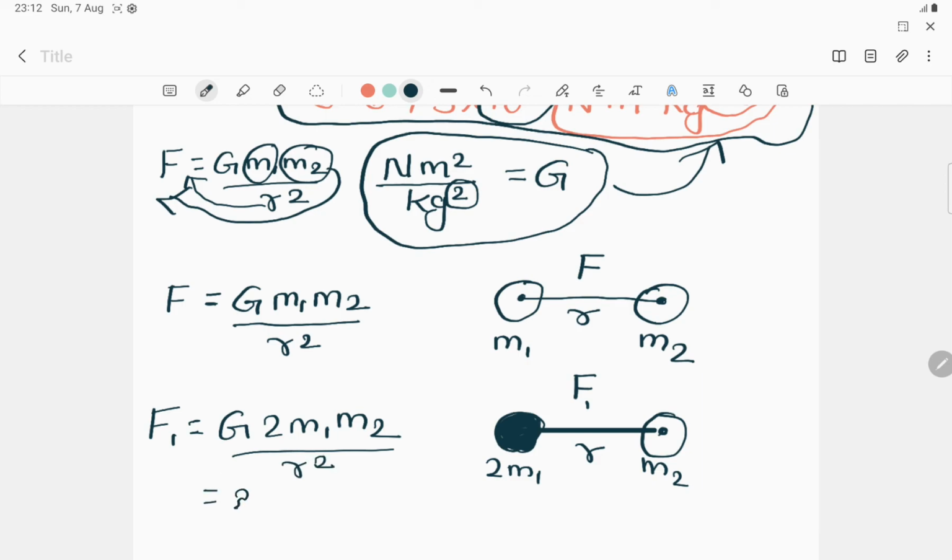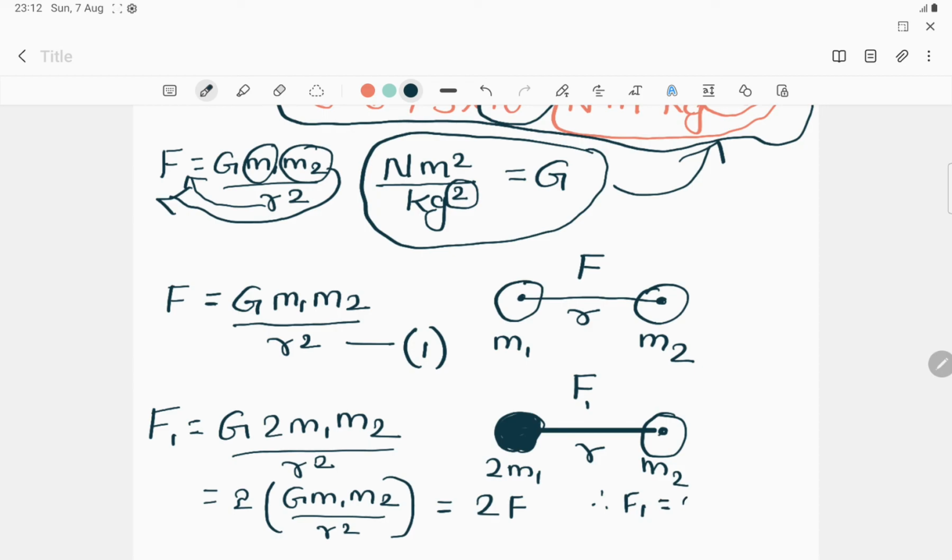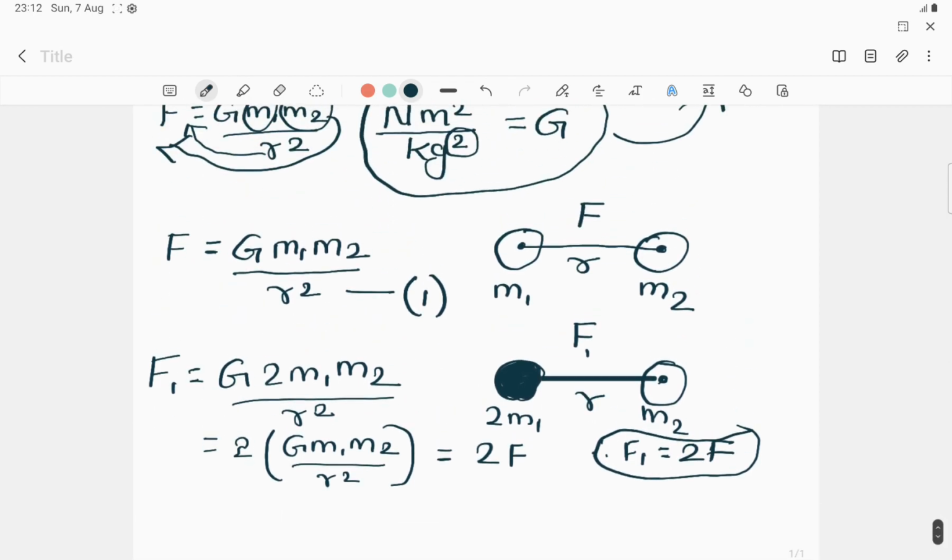Now take 2 outside. And just take the other terms, that is G, m1, m2 upon r square, which is equal to, see equation 1, 2 times F. Therefore, F dash or F1 is equal to 2 times F. This is the meaning given in your textbook, that the force doubles when the mass of one of the objects is doubled. So I hope I am clear with these two sections.